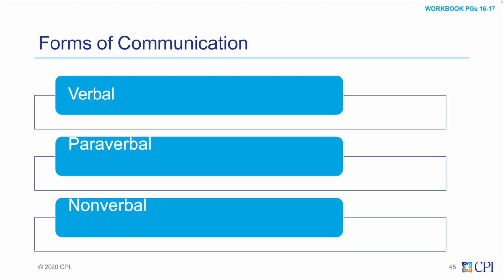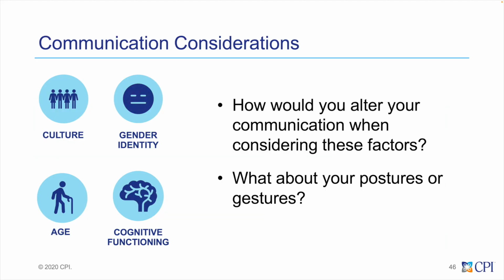So forms of communication, we have verbal, paraverbal, and nonverbal. Communication considerations, we have culture, gender identity, age, and cognitive functioning. How would you alter your communication when considering these factors? What about your posture or even your gestures? How do we communicate with certain cultures? How do we communicate with those with different gender identity? How do we communicate with those who are different age, whether they be younger or older?